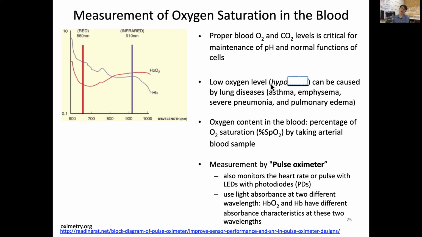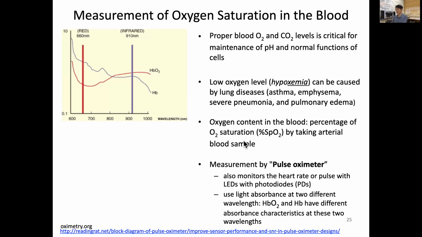Low oxygen level is hypoxemia. Emia means in the blood. Oxygen in the blood is low. So low oxygen level can be caused by underlying lung disease, such as asthma, emphysema, severe pneumonia and pulmonary edema. All of these affect the airway and lung parenchyma, which will affect our proper oxygen gas exchange. And oxygen content in the blood is described as a percentage of oxygen saturation by taking an arterial blood sample.